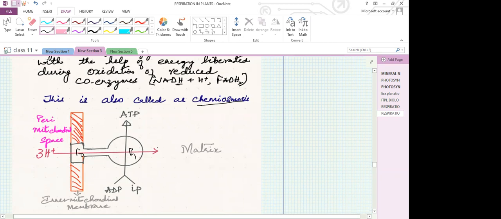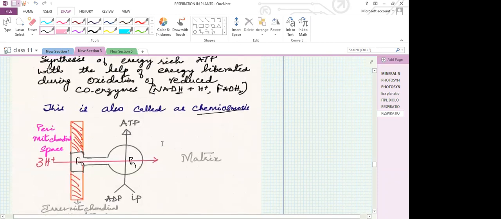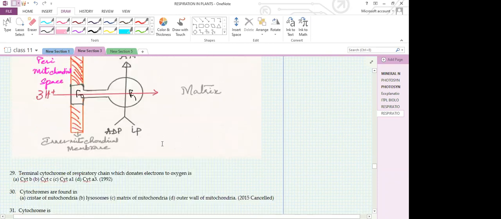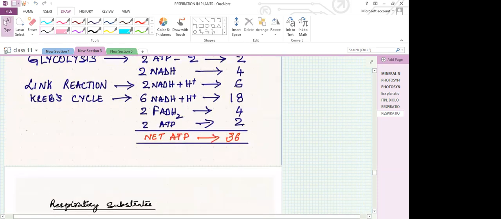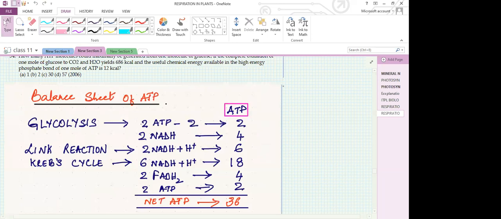Is that clear? So what is the complete balance sheet here? This is a complete balance sheet, a 3-mark question. For each part of the balance sheet, they will assign 1 mark. The net ATP formed during glycolysis is 2. 2 NADH are formed, and every 1 NADH produces 2 ATP, so a total of 4 ATP. In the link reaction, there are 2 NADH and H plus, so there are 6 ATP.